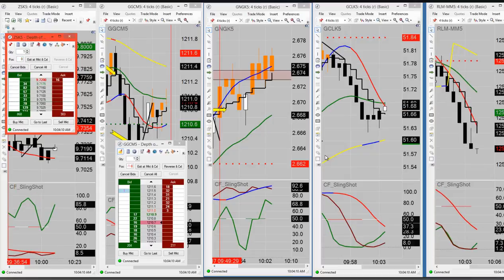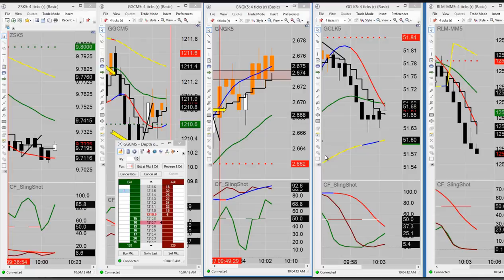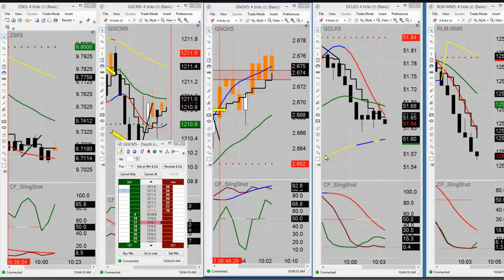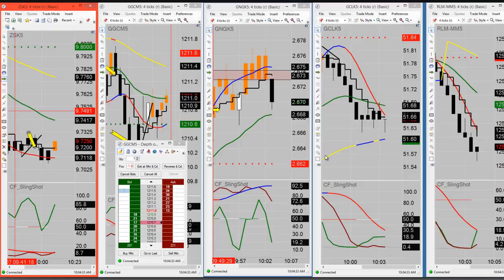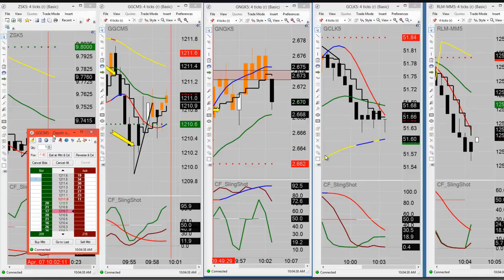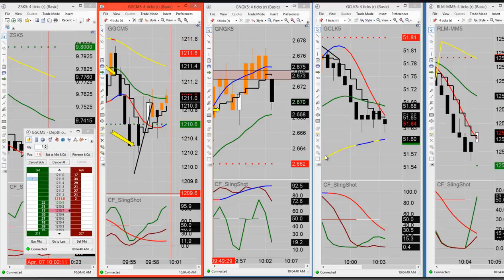Okay, we're out at break even on the soybeans. Wow, and the Russell's tanking here. There to there on the beans. And we're still short the gold. Right there.